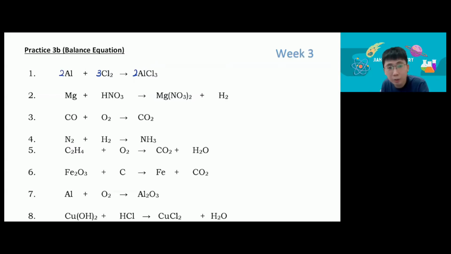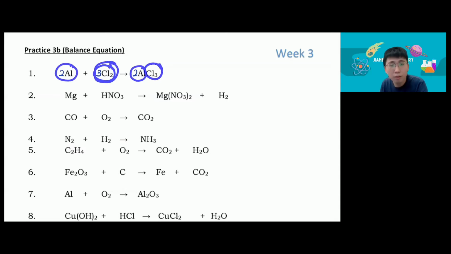Okay, so for balancing equations, I'm trying to make a smaller number become a bigger number. Let's say here I got 2, here only got 1, so I times the 2 here. When I times the 2 there, I have 2 aluminium, settled. Okay, I have 6 aluminium, I have 6 chlorine and I have 6 chlorine.